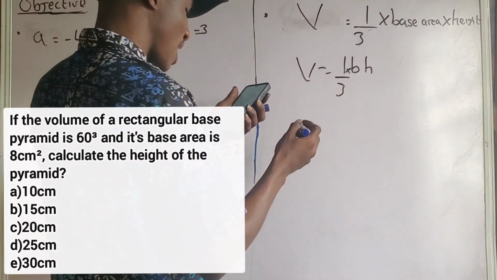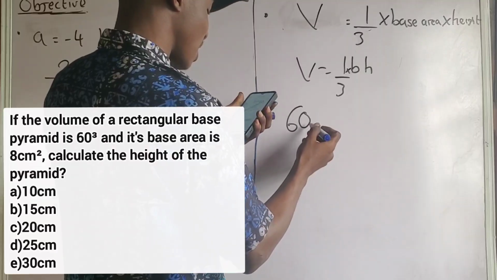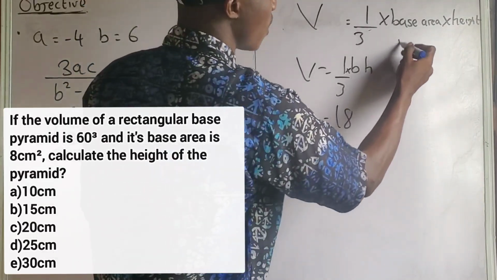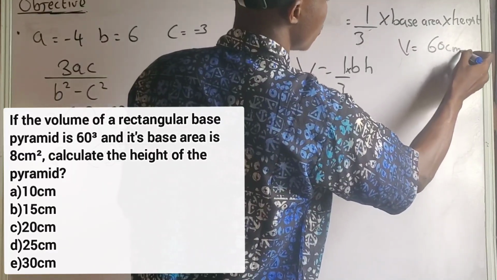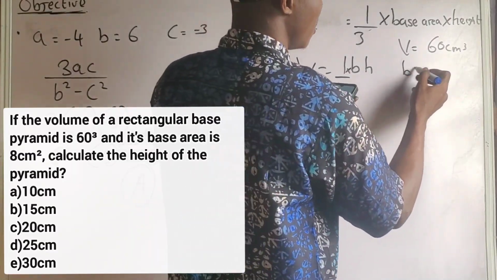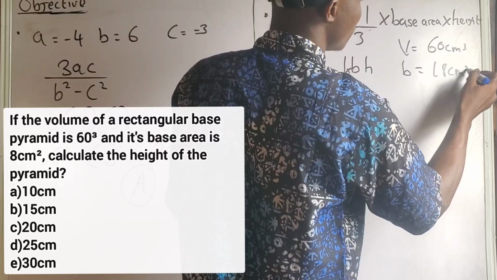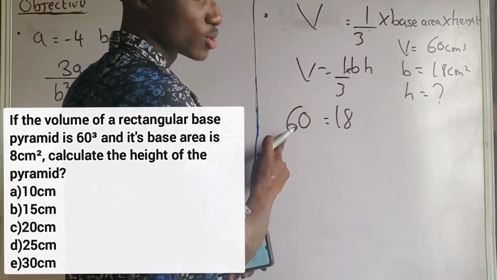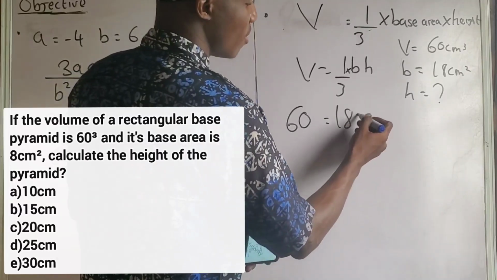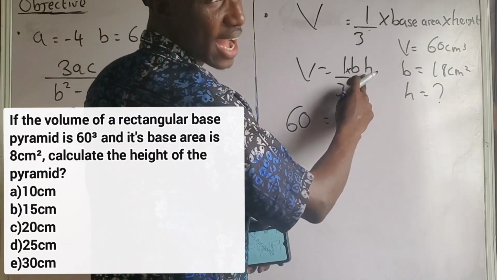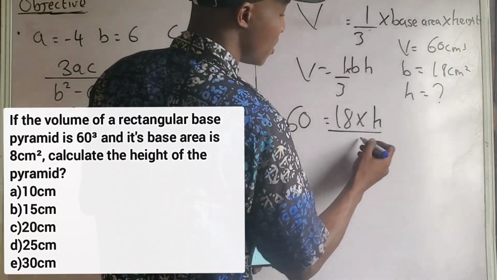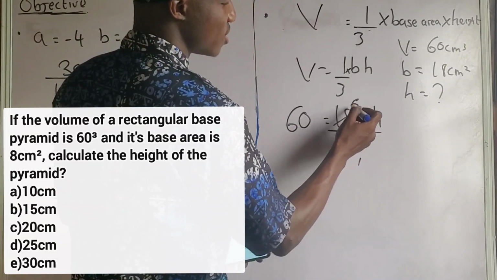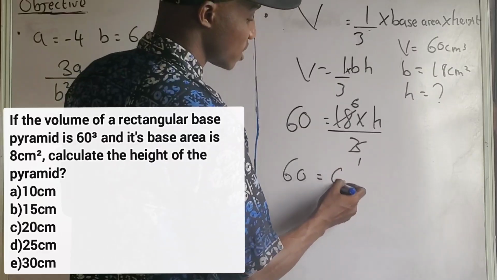So, the volume has been given as 60 centimeter cube, and the base area has been given as 18 centimeter squared. We are looking for the height. So, volume, which is 60, equals to 18 multiplied by the height, the height is what you are looking for, all over 3. Do you understand? So, 3 here 1, 3 here 6. Do you understand? So, I'm going to have 60 equals to 6 times h.